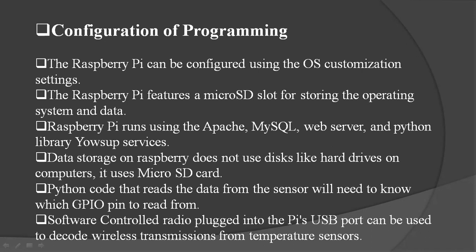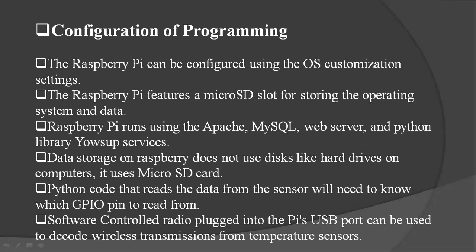Raspberry Pi runs using the Apache, MySQL, web server, and Python library files. The data storage on the Raspberry Pi does not use a disk like the hard disk on computers. It uses micro SD cards. So Python code that reads the data from the sensor will need to know which GPIO pin to read from.